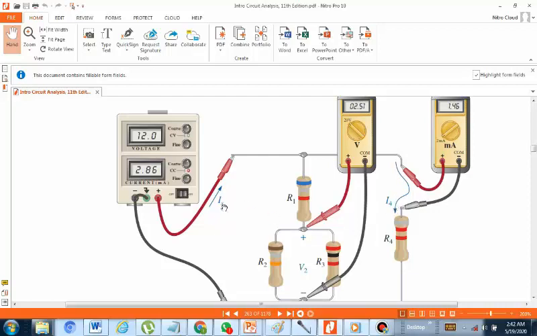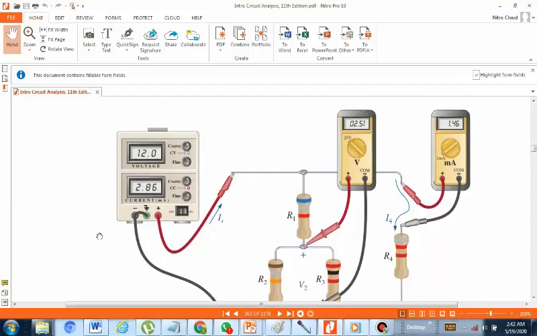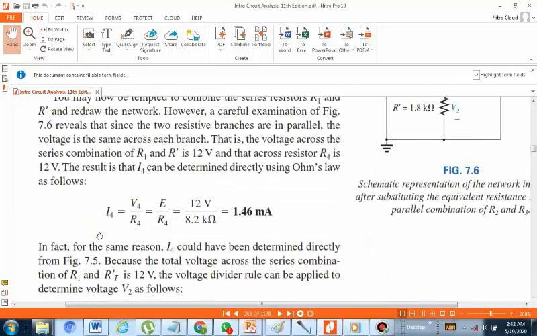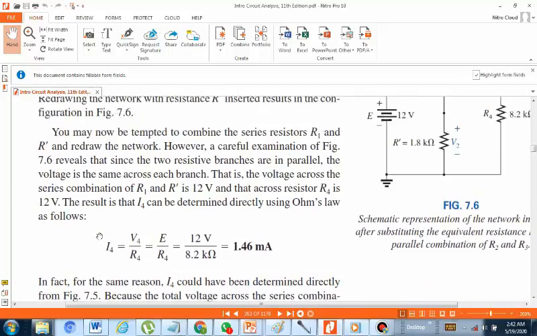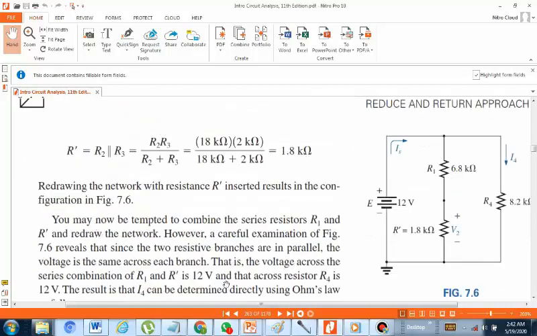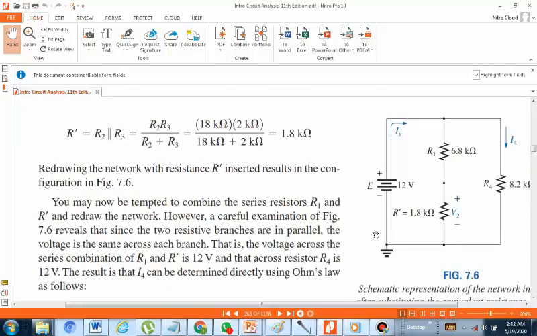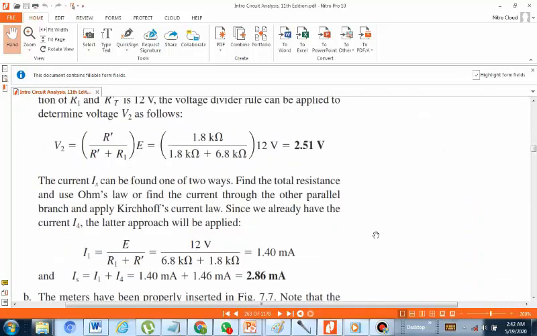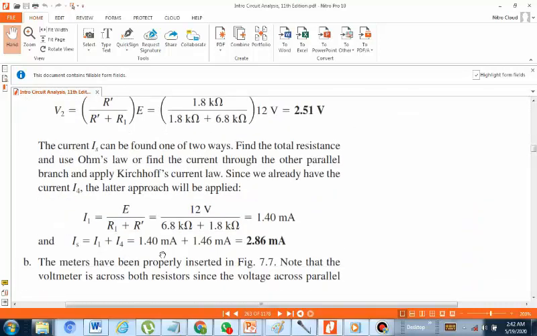And the total IS can be seen here, that is coming from the battery terminal, that is 2.86 milliampere of a 12 volt source. So for a 12 volt source, 2.86 milliampere would be the IS current. So this is the 12 volt source, and the current IS that would be established from the source is 2.86 milliamperes.